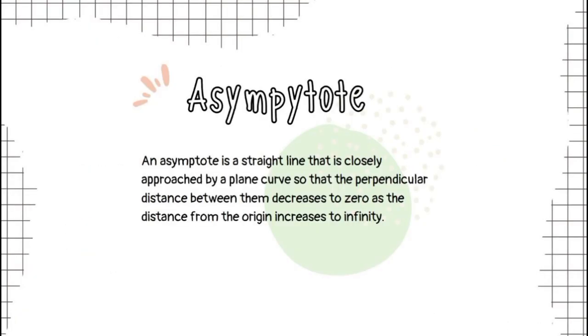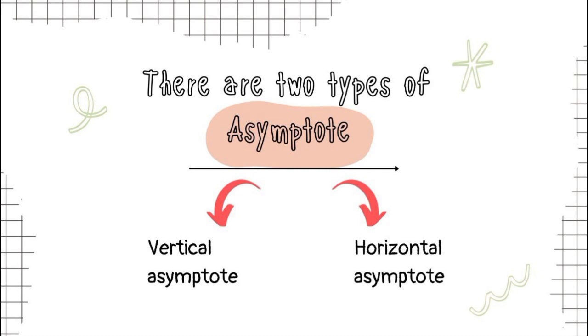Asymptote. An asymptote is a straight line that is closely approached by a plane curve so that the perpendicular distance between them decreases to 0 as the distance from the origin increases to infinity. There are two types of asymptote, which are vertical asymptote and horizontal asymptote.